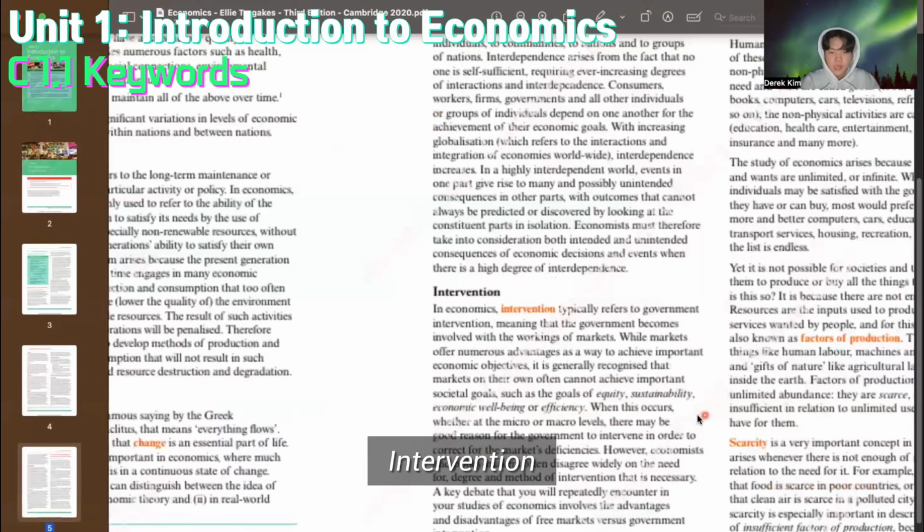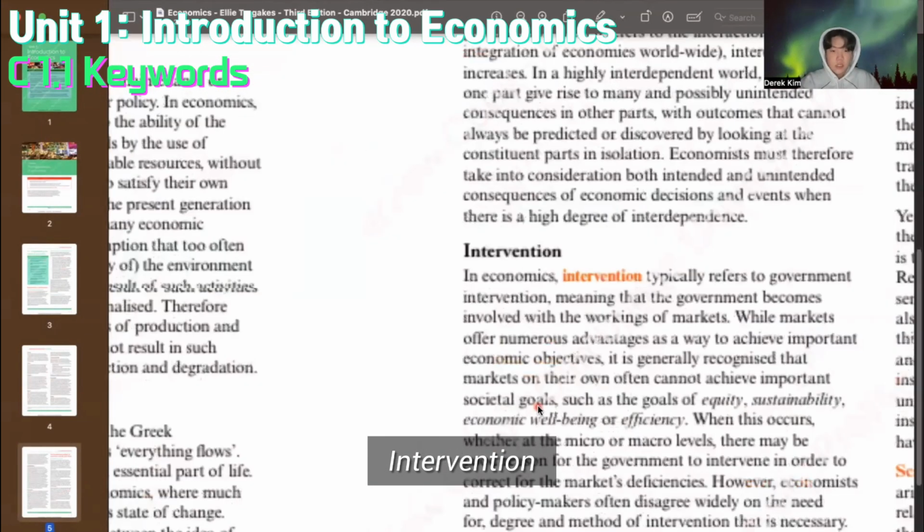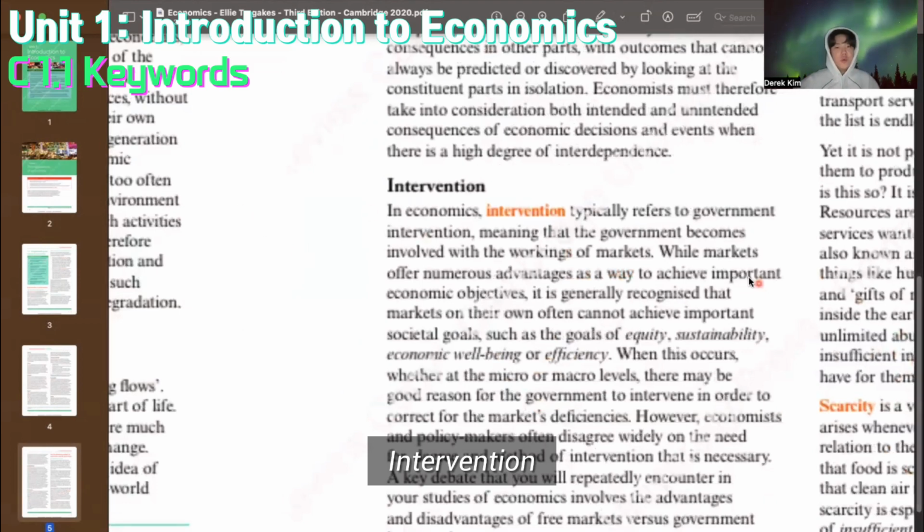Next, and lastly, we have intervention. In economics, intervention typically refers to government intervention, meaning that the government becomes involved with the workings of markets. While markets offer numerous advantages as a way to achieve important economic objectives, it is generally recognized that markets on their own often cannot achieve important societal goals, such as the goals of equity, sustainability, economic well-being, or efficiency. When this occurs, whether at the micro or macro levels, there may be good reason for the government to intervene in order to correct for the market's deficiencies.